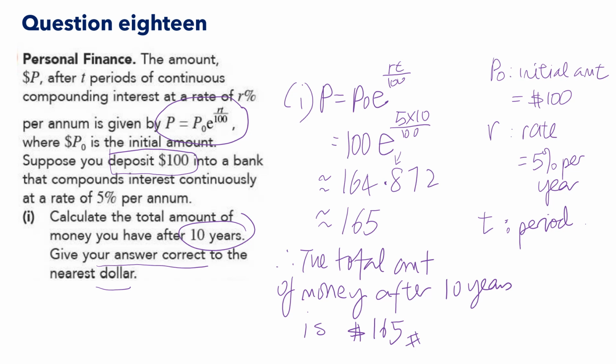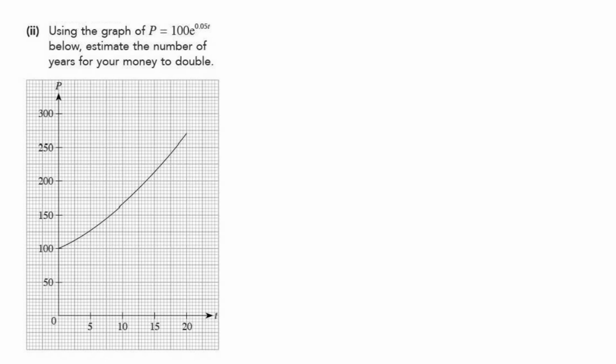So you earn $65 by doing nothing. Just put your money in the bank and then you earn $65 over 10 years. That's quite okay, since you didn't do anything, just leave it there. Alright, let's look at part 2 of your last question.